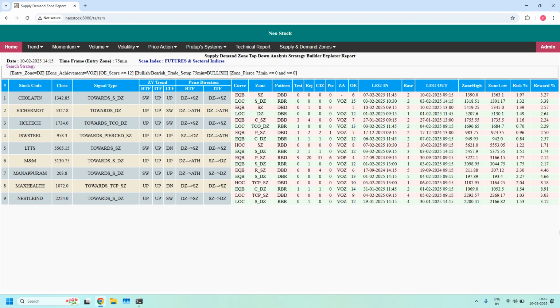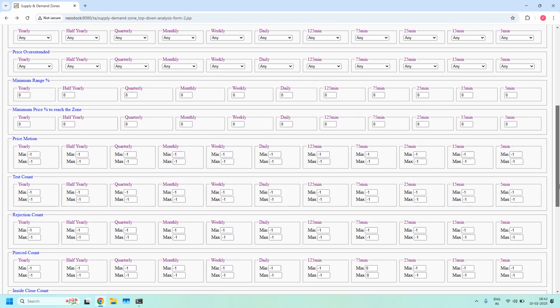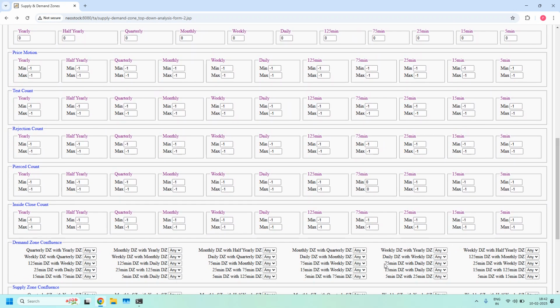Out of these 9 75 minutes demand zones, how many demand zones are having ITF confluence? Let us verify. Already some of these demand zones are having good high probability to get success because they are high liquidity zones. Apart from that, we are also looking for ITF confluence. That is 75 minutes demand zone with daily demand zone confluence. I am enabling that filter.